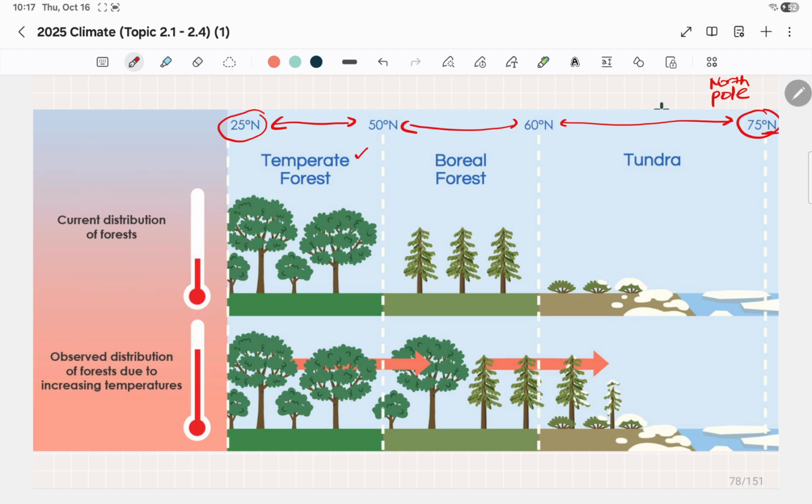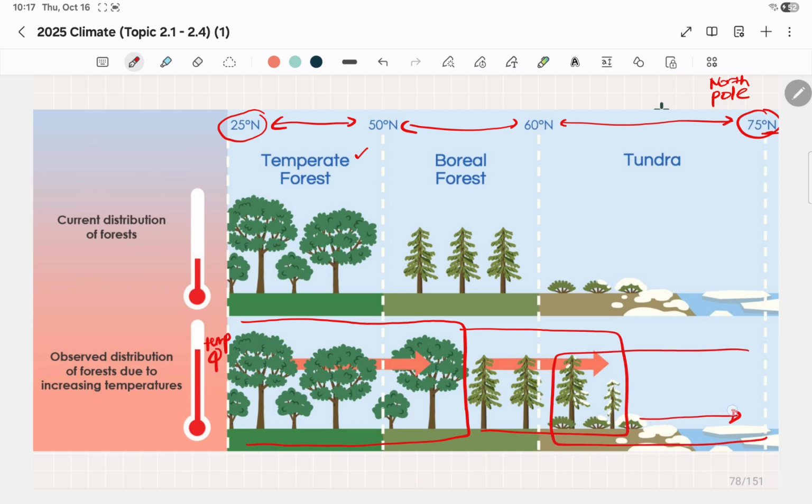But because of climate change, temperature is increasing. You can see the temperate trees growing into the boreal forest. The boreal forest is going into the tundra, mixing with the tundra. And the tundra here eventually will also move upwards. And that's not good because these are habitats.